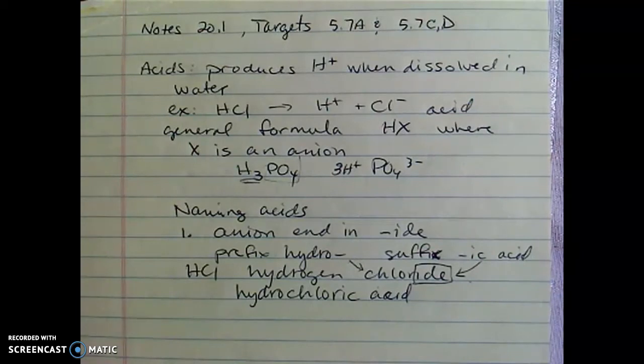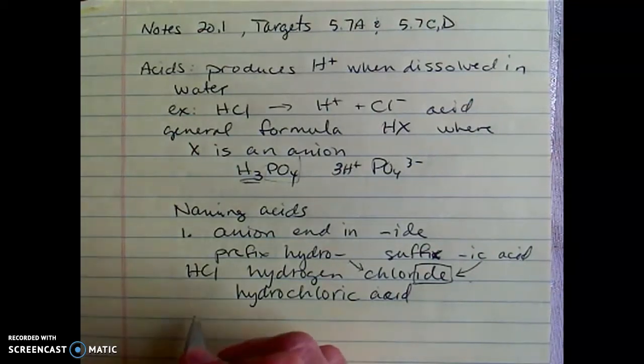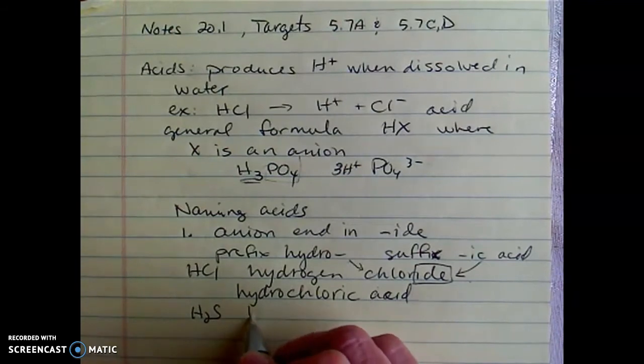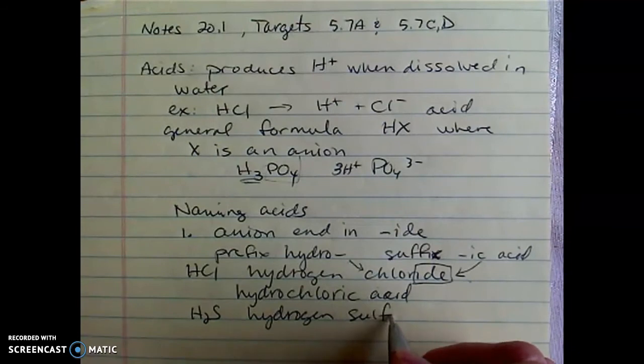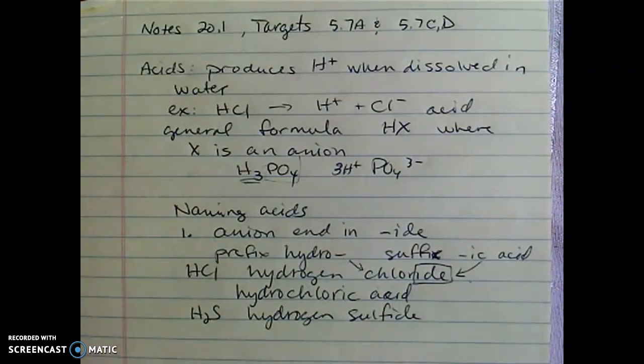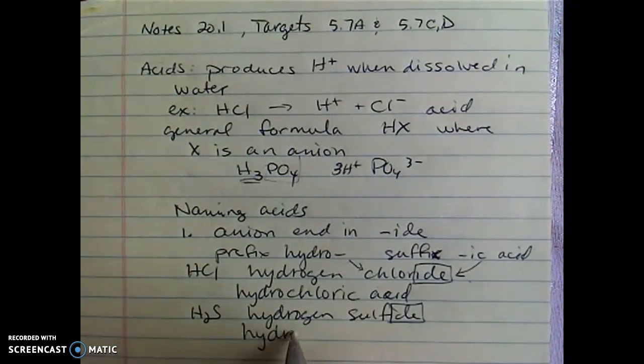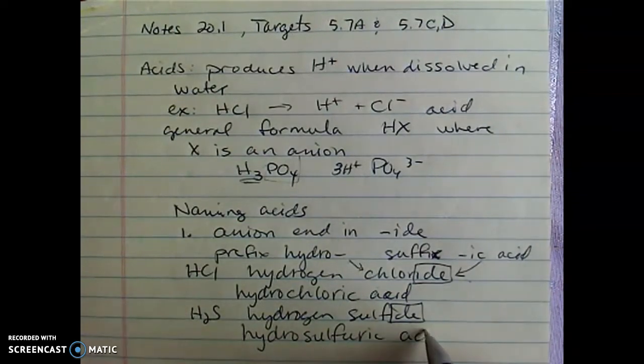So hydrochloric acid. Another example could be H2S. This is hydrogen sulfide. So this ends in IDE. So again, I need hydro and I need ic. So this would be hydrosulfuric acid. So it's just a little bit different. But again, you have to be able to recognize a name as something that is an acid. So if you hear hydrosulfuric, you can say, ooh, that's an acid.